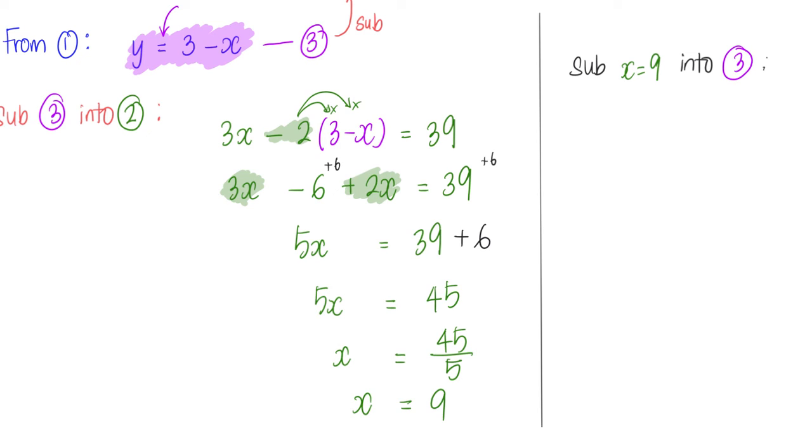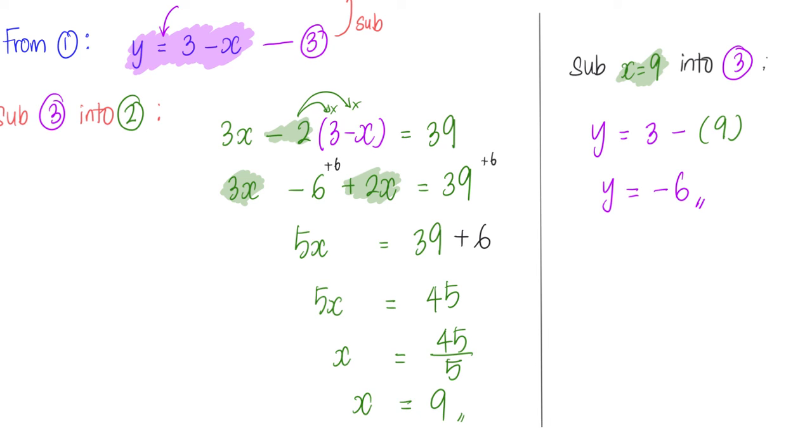So my equation 3 is y equals to 3 minus x, right? So this x, I'm not going to write as x anymore because now I know x is equals to 9. Therefore, for this particular x, I'm going to substitute as 9. So final answer, y equals to negative 6. X equals to 9.